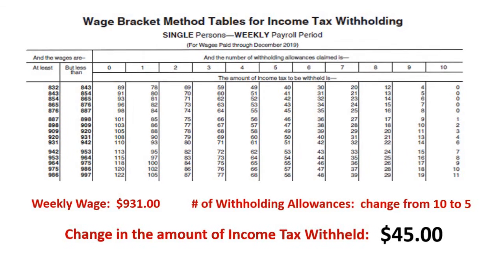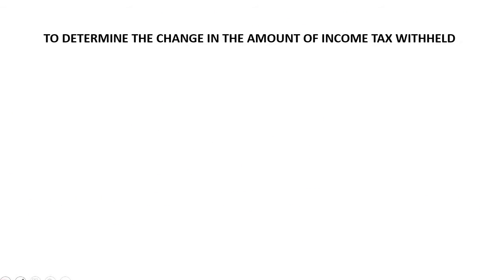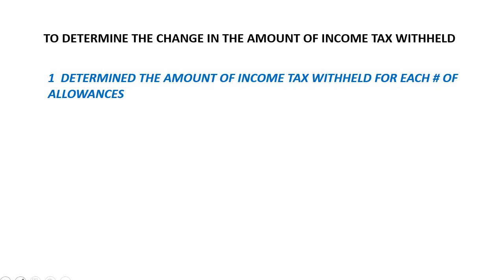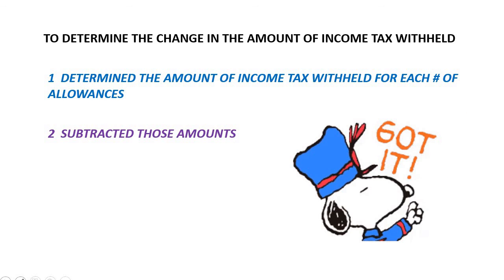Excellent job. And so what did we do to determine that change in the amount of income tax withheld? The first thing we did was determine the amount of income tax withheld for each of those different numbers of allowances, and then we just subtracted those two amounts. That's all we needed to do. You guys have got this.